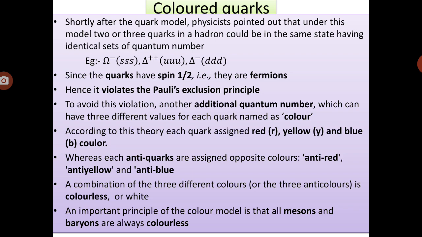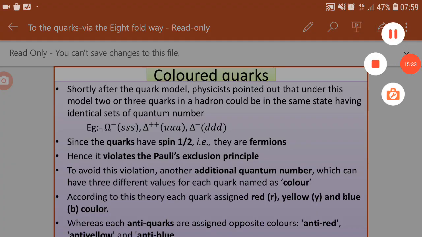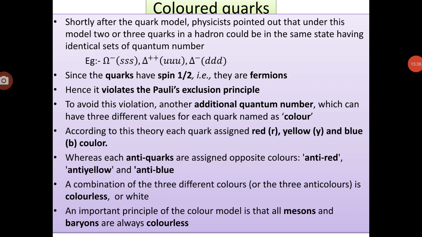I took the example of omega minus. In the case of omega minus, you have three s quarks. These three s quarks are a red s, a yellow s, and a blue s. So instead of just saying sss, we will say we have one red s quark, one yellow s quark, and a blue s quark. According to this theory, each quark is assigned red, yellow, or blue color, whereas each anti-quark is assigned the opposite color, that is anti-red, anti-yellow, anti-blue. Another thing is, a combination of the three different colors is colorless or white.